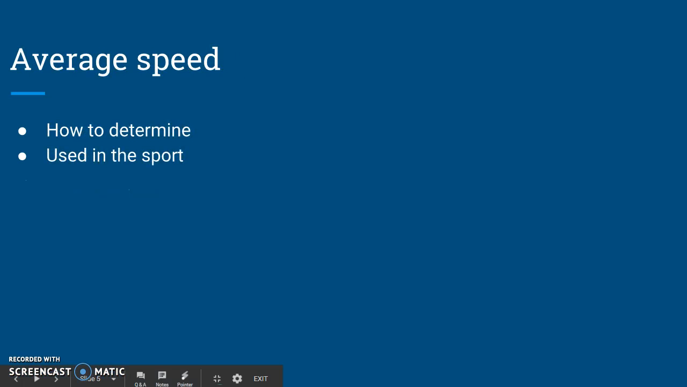Speed. You can determine average speed by the total distance over total time. And it's used in the sport by the total time it takes a skater to jump and to take the total distance of the jump.